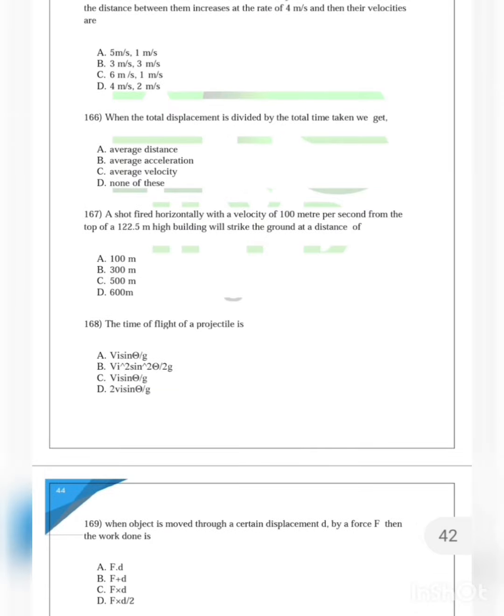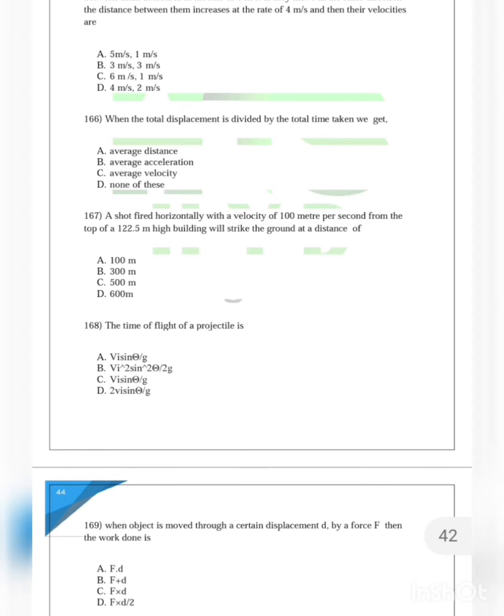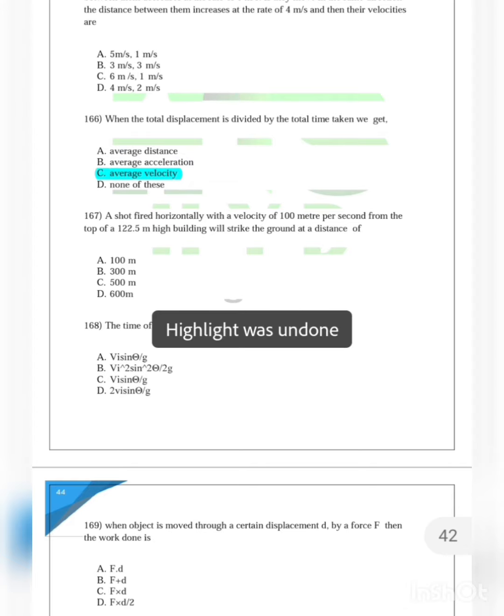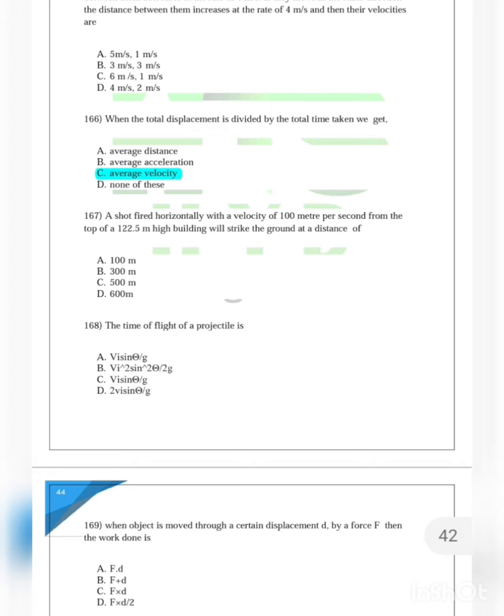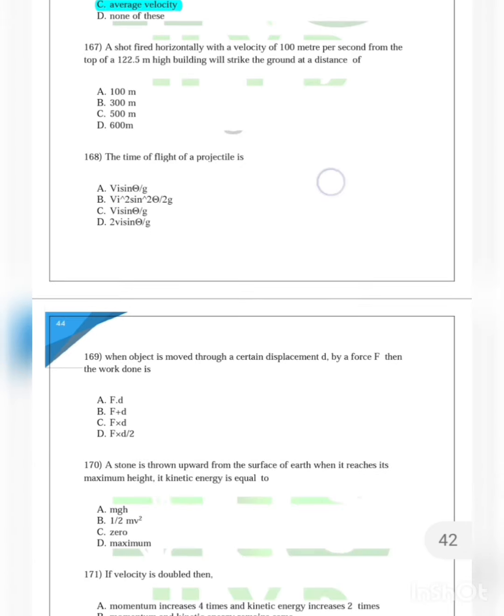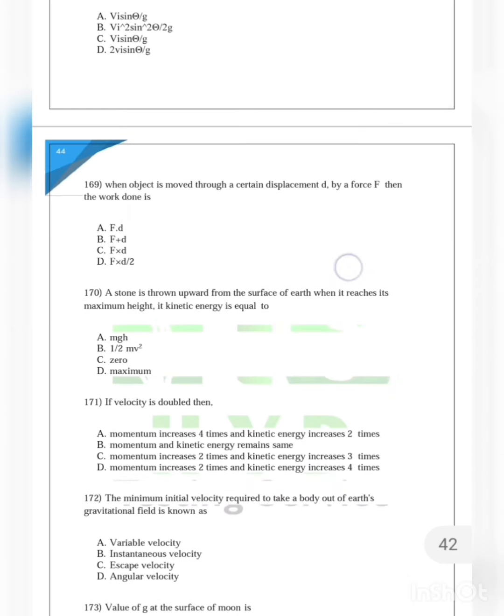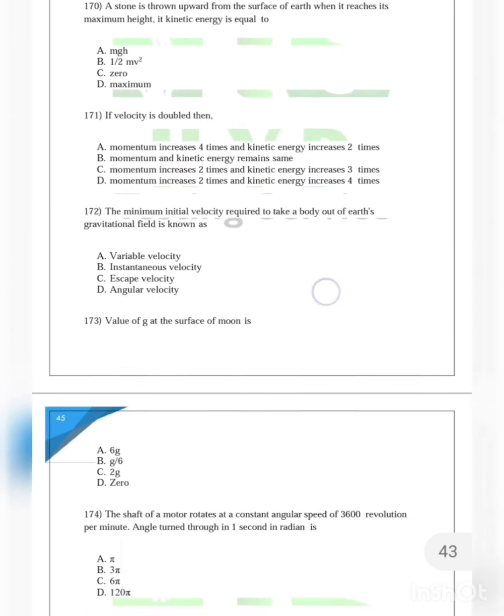Let's see. When the total displacement is divided by the total time taken, we get average velocity. Total distance means average speed, and if total displacement is there, then this is going to be average velocity. And I'm avoiding calculation-type questions because they will take away a lot of time.